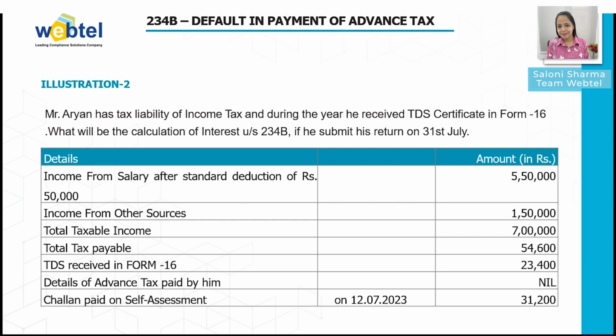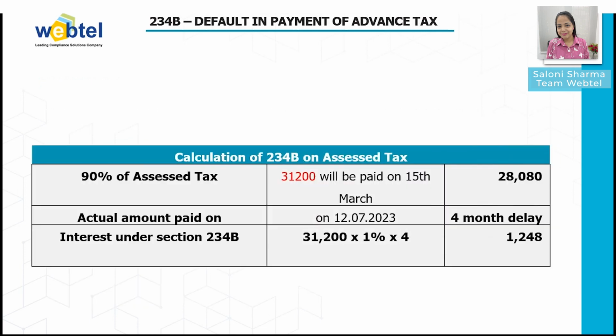Now let's discuss how we need to calculate the interest. So as per the section 234B, you need to calculate 90% of the assessed tax, and the 90% of assessed tax would be calculated like this. Assessed tax would be considered after the deduction of your TDS and TCS. So the amount of your total tax would be 28,080 rupees, and the actual amount which has been paid by Mr. Aryan is a 4-month delay.